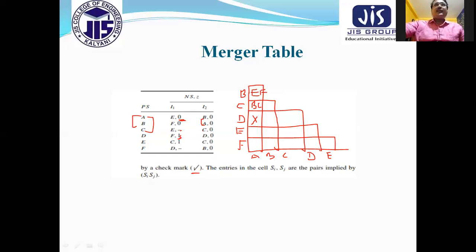Similarly, A or E, you can check. Not compatible, put the cross. A or F, check here dash, here 0. So we have already seen they are compatible. For this value, we can check B and B. So B and B single pair not required to write, but here they are compatible. So I can write D and E.